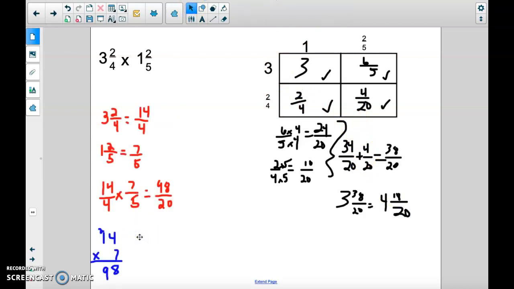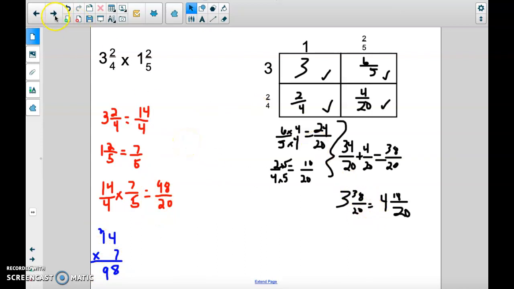Now, if we think about improper fraction, 3 2/4 is 14/4. 1 2/5 is 7/5. That's a 5, not an 8. So then 14/4 times 7/5, do this. 4 times 5 is 20. It's 14 times 7. Now, boys and girls, don't do this in your head, okay? Show the extra work. Get it right. So I did my work down here. 7 times 4 was 28. Drop the 8, carry the 2. 7 times 1 is 7, plus 2 is 9. Drop the 9. 98/20, which would be equal to 4 and 18/20.